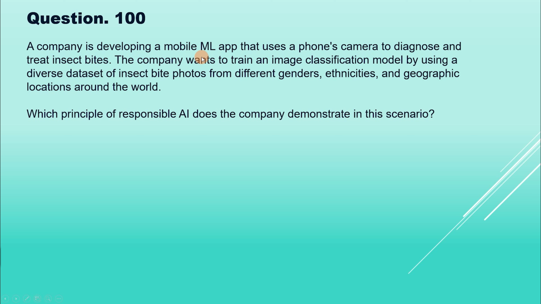A company is developing a mobile ML app that uses a phone's camera to diagnose and treat insect bites. The company wants to train an image classification model by using a diverse dataset of insect bite photos from different genders, ethnicities, and geographic locations around the world. Which principle of responsible AI does the company demonstrate in this scenario? Here are the options: A, fairness, option B, explainability, option C, governance, option D, transparency. And the correct answer here, you can guess easily, so you can take your time to guess the one.